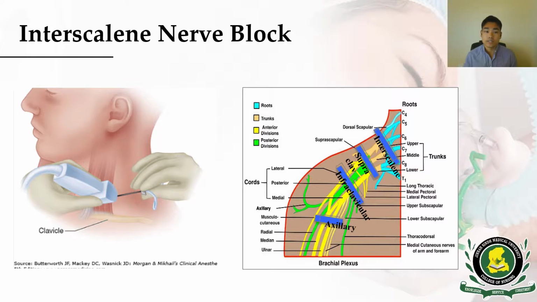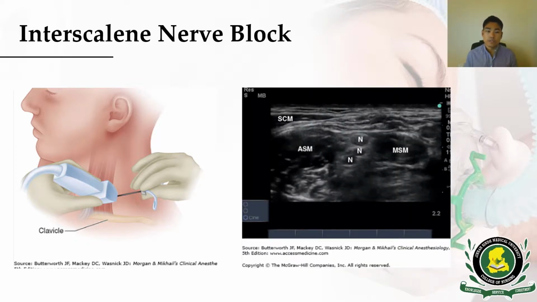This is one example of a common peripheral nerve block called the interscalene nerve block. An interscalene brachial plexus block is indicated for procedures involving the shoulder and the upper arm. And then this is an ultrasound image of the brachial plexus in the interscalene groove. So this is what we see as we're inserting the needle. And you can see the anterior and middle scalene muscles with the brachial plexus nerve group right here.